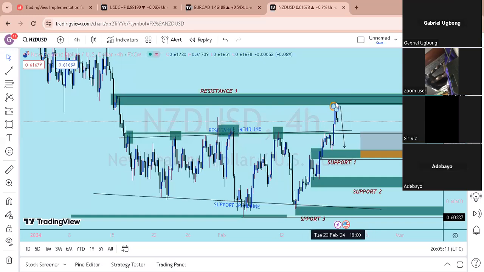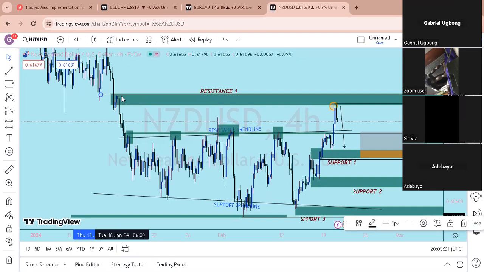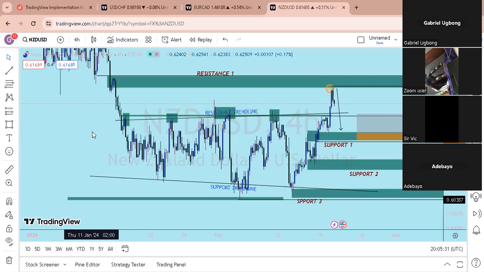If I was selling NZD/USD, I would have hit sell. My stop loss would be above this resistance here. It didn't reach this resistance, it didn't reach exactly here. So my stop loss will be above or outside this candle here, and then leave the market to run. So that's the same thing.